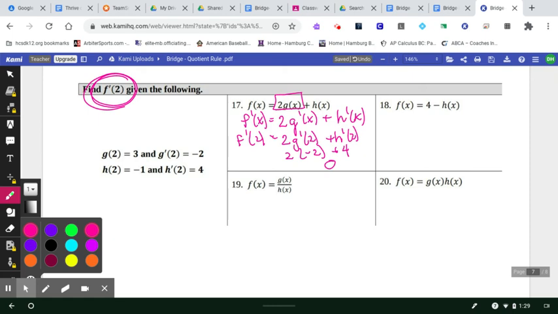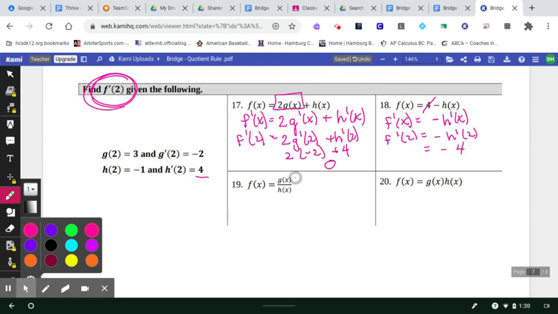Going to 18. Derivative of f is f prime. The derivative of 4 is a constant, so you get 0. I'm going to keep my minus sign, and h becomes h prime of x. So if I want f prime of 2, I'm looking at negative h prime of 2. So I'm looking at negative, and h prime of 2 is 4, going with a negative 4.